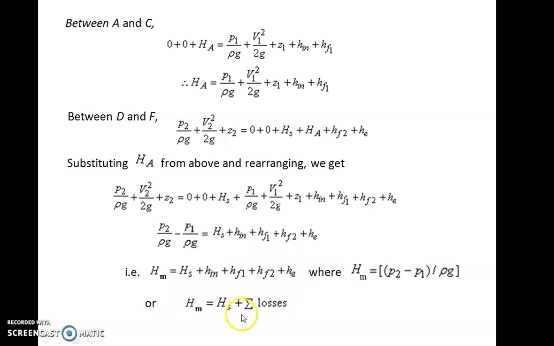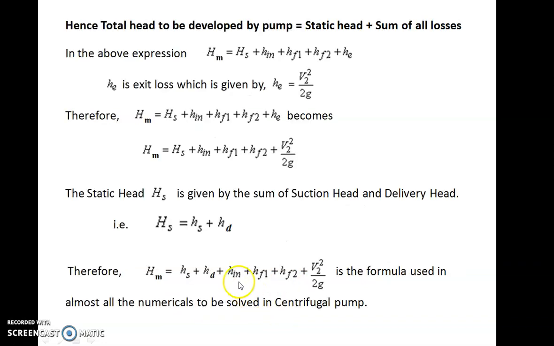So HM is nothing but HS plus all the losses. Now the important point here is that HM, which is equal to HS plus all the losses, is given by HM equals HS plus H in plus HF1 plus HF2 plus V2 square by 2G, which is the exit loss. In this formula, HS is the static head. This static head is nothing but the physical height to be covered by the water.